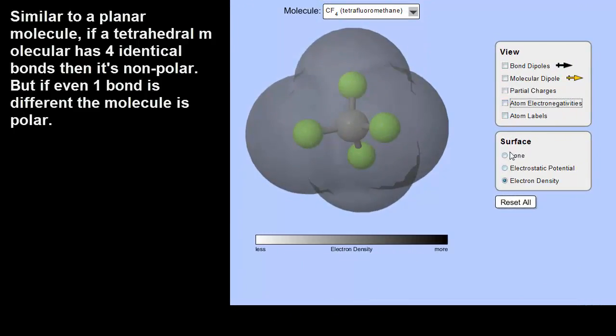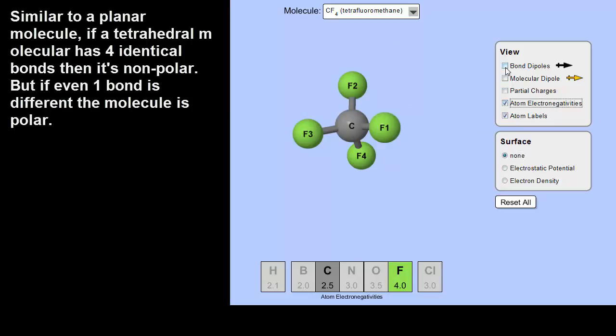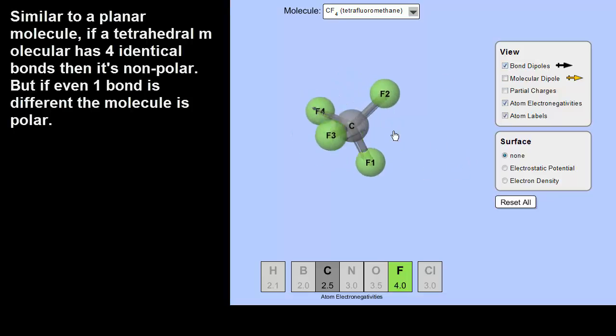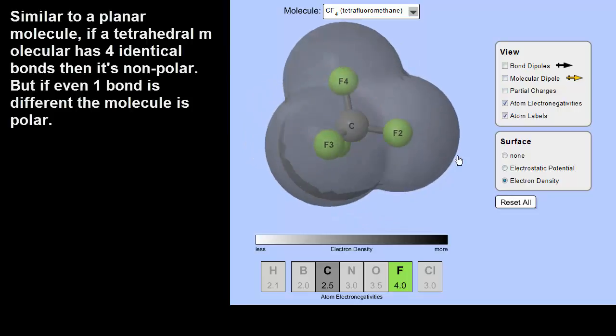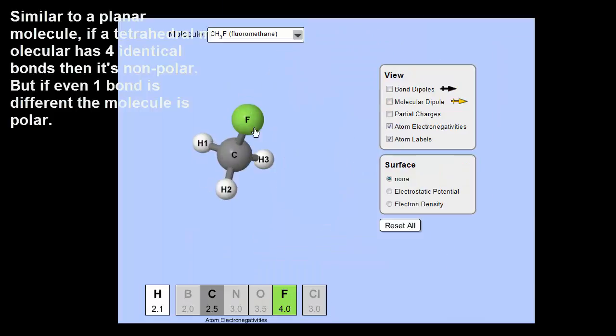Tetrahedral. There's two possibilities. If all the substituent atoms around the central atom are the same, so if they're identical, sorry about the bell there, the molecule is nonpolar. If any one of those atoms is different, then the molecule is polar. So again, if all of them are the same, nonpolar. If any of them is different, then it's polar.